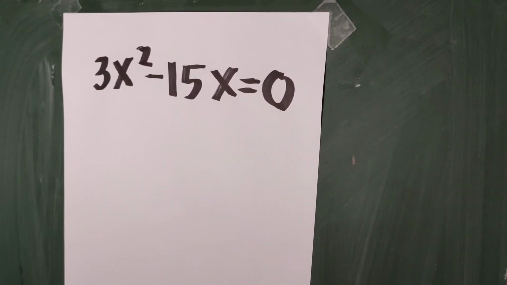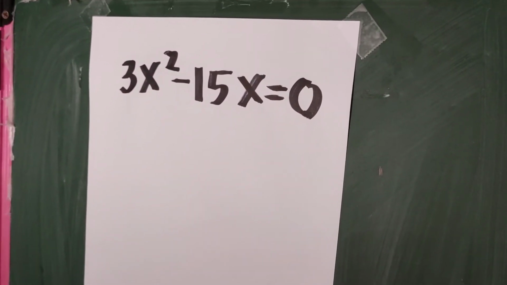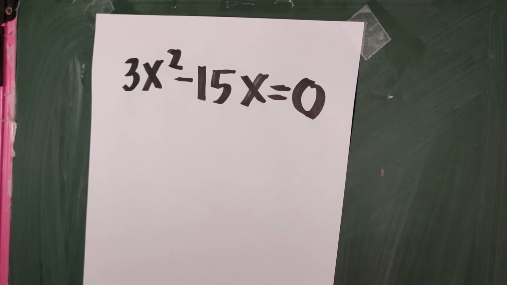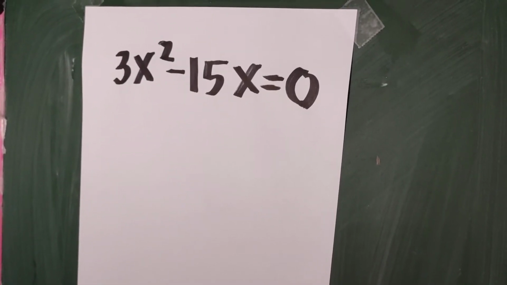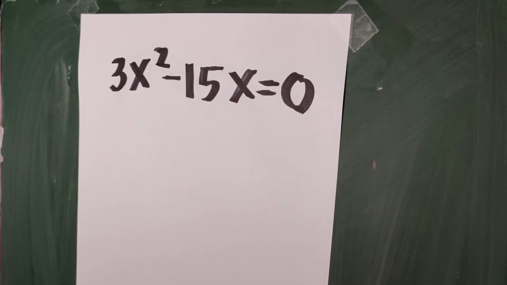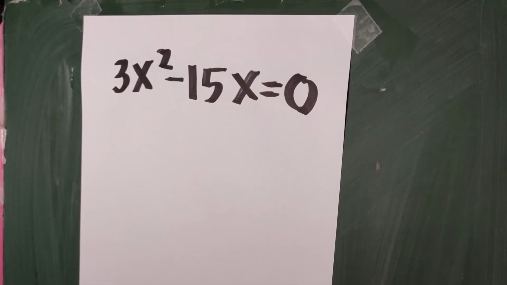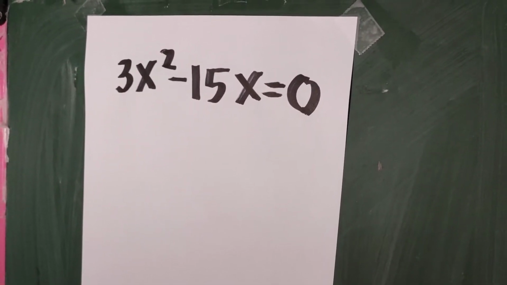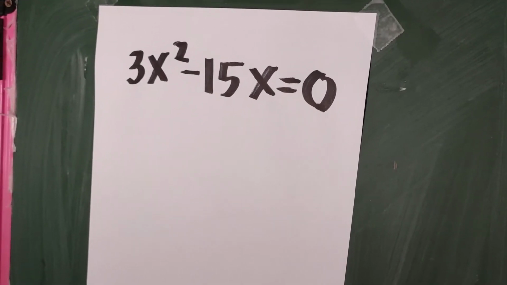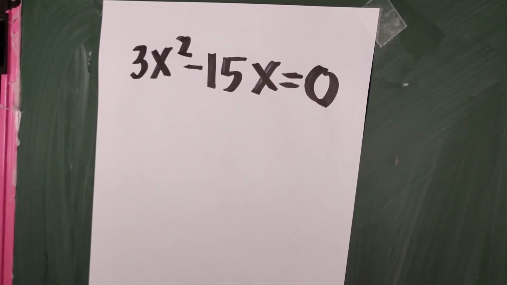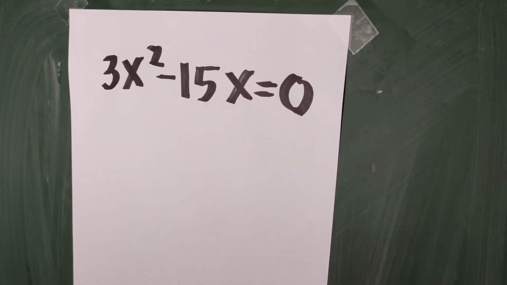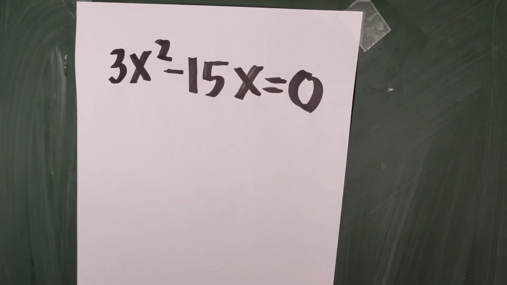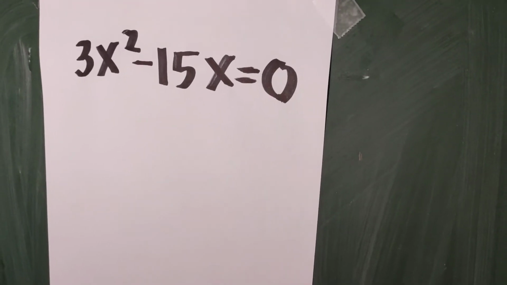So I have here an example which we will solve using factoring. We have 3x squared minus 15x is equal to 0. If the equation is already written in standard form, proceed to factoring. So we will factor 3x squared minus 15x is equal to 0. We will get the common factors for 3x squared minus 15x.